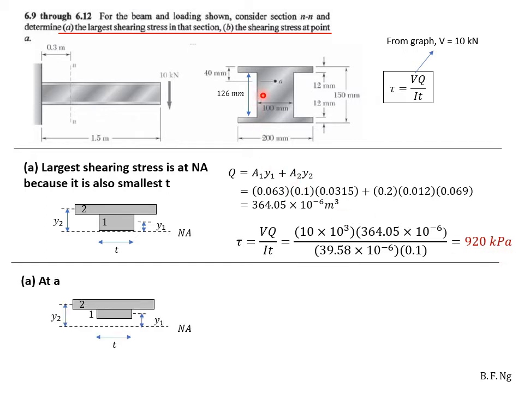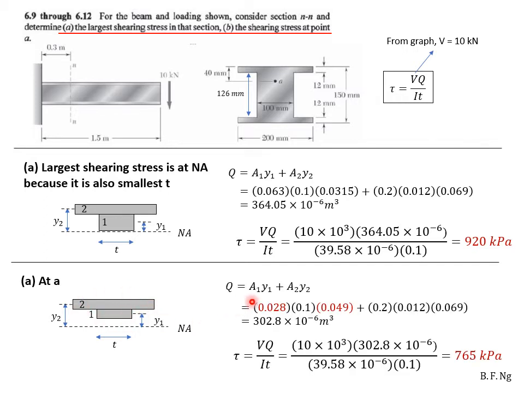At the section A here, for part B of the question, we take the cut at A. As such, this is what we obtain. We will consider the section above it. We find the value of Q as 302.8 times 10 to the power minus 6 meters cubed. And then we substitute in the value of tau and we obtain 765 kilopascal.